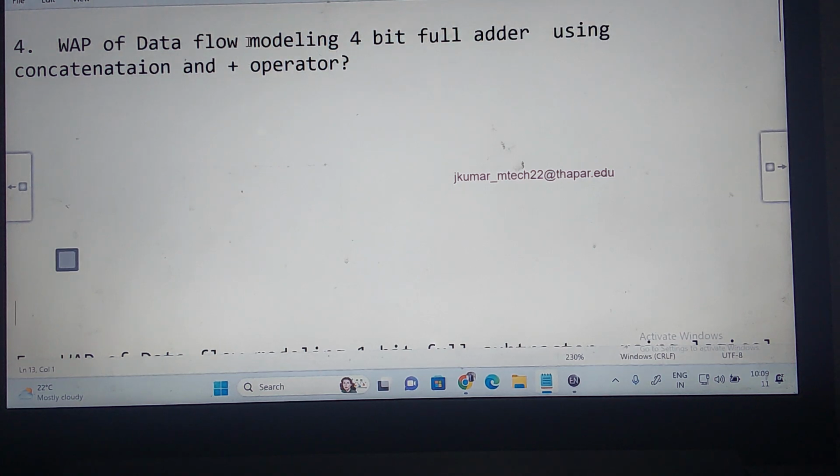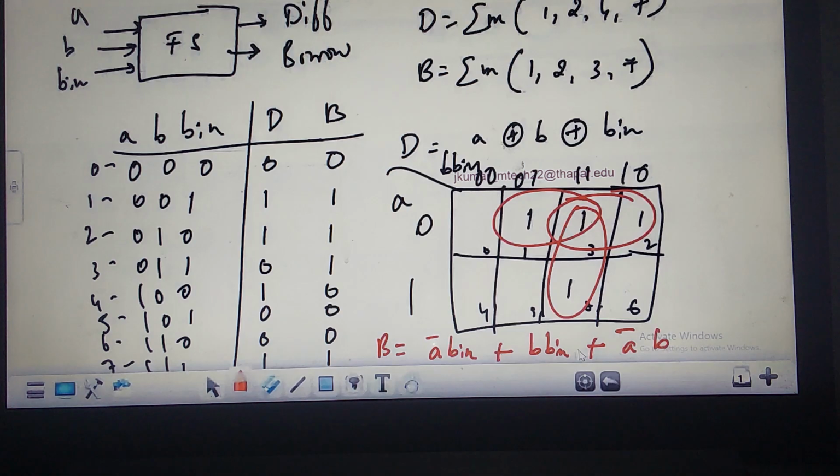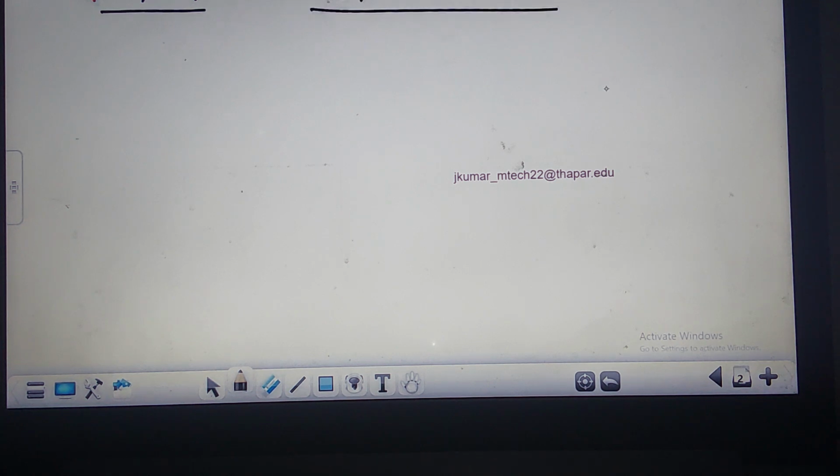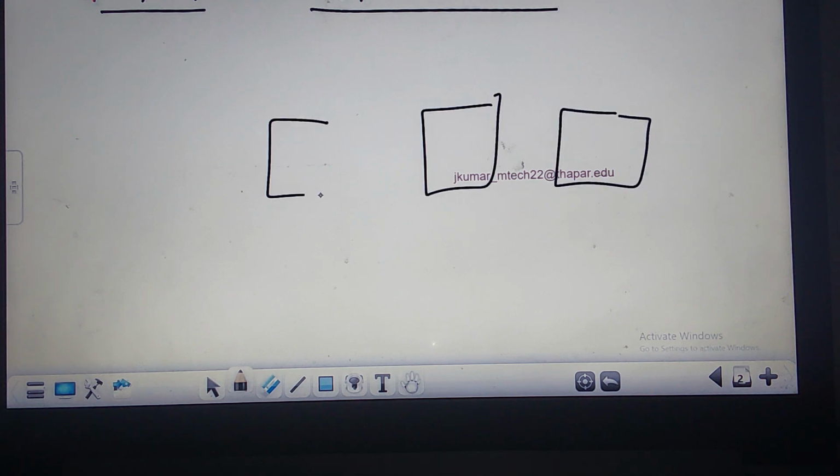How to do this? What is a 4-bit full adder? Parallel adder, right? So let me quickly write. 4-bit full adder is nothing but a parallel adder. How to construct a 4-bit parallel adder? Using full adders, right? How many full adders are required? 4 full adders which are connected in cascade, right?